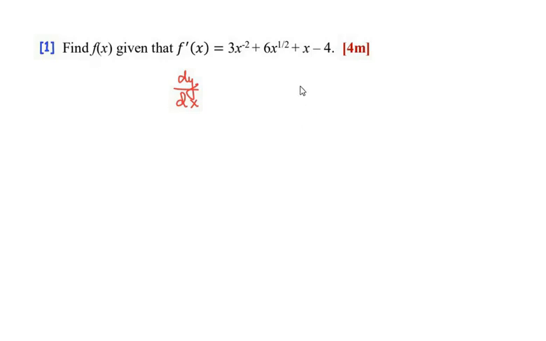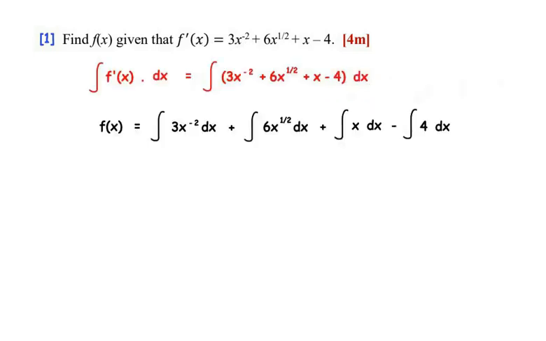Now remember that when we integrate a differentiated term, for example in this case, if we are going to integrate f dash of x with respect to x, that is going to give us f of x. So basically we have to integrate both sides of the equal to sign. So we get integration of f dash of x with respect to x is equal to integration of the right hand side terms with respect to x.